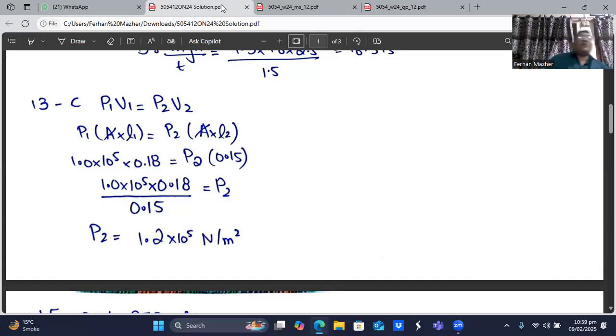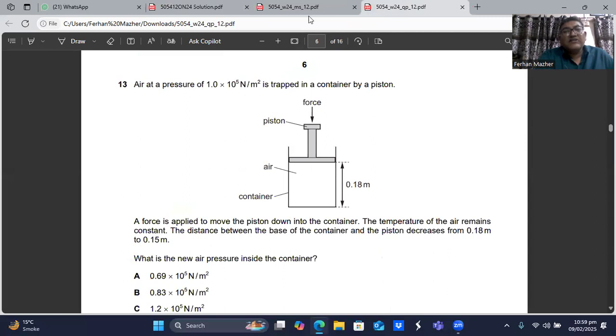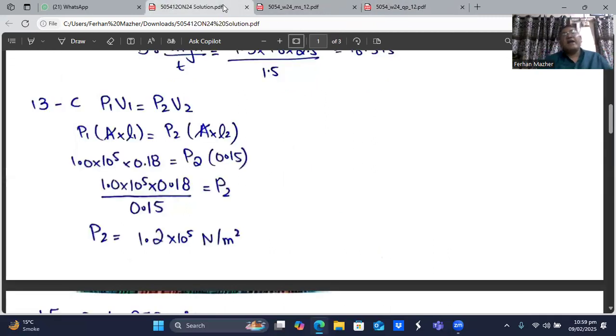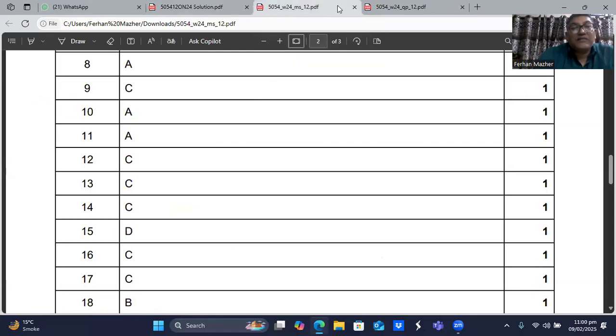Now, the pressure P1 is 1 × 10^5 Pascal, and L1 is 0.18 meters. The unit was in meters, sorry. P2 is the question, and the length 2 is 0.15. Making P2 the subject, it will be 1 × 10^5 multiplied by 0.18 divided by 0.15. And P2 will be 1.2 × 10^5 Newton per meter square.